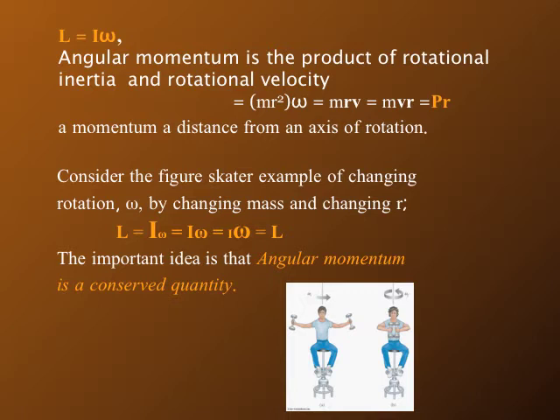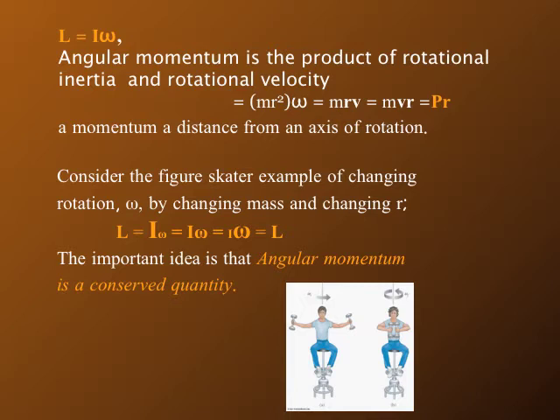When you bring the masses farther away, your value of I is greater and omega is proportionally less. The important idea is that angular momentum is a conserved quantity. So therefore, the changes of I are opposite the changes of omega. Big value of I, correspondingly small value of omega. Decrease in I, corresponding increase in omega.